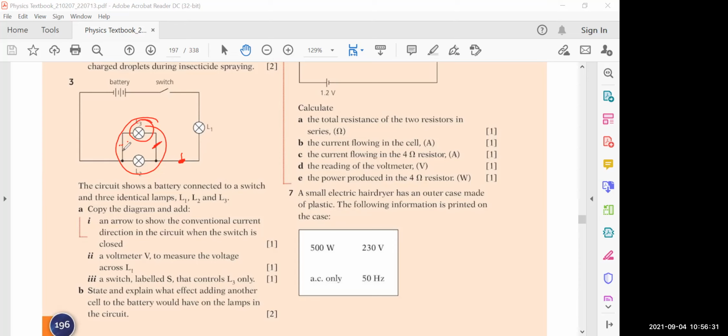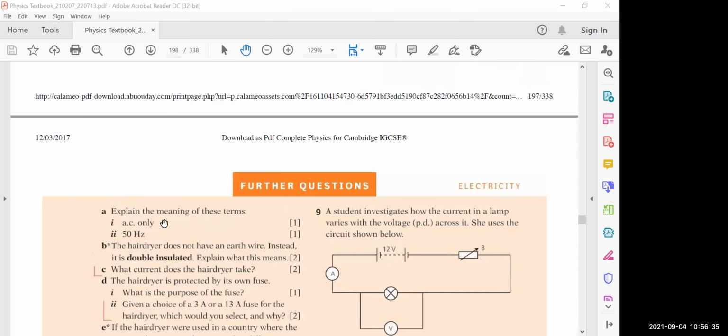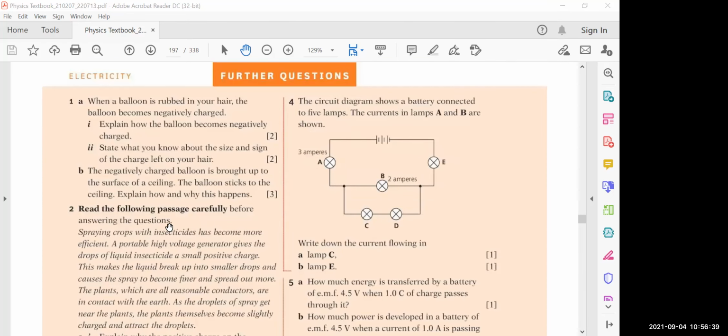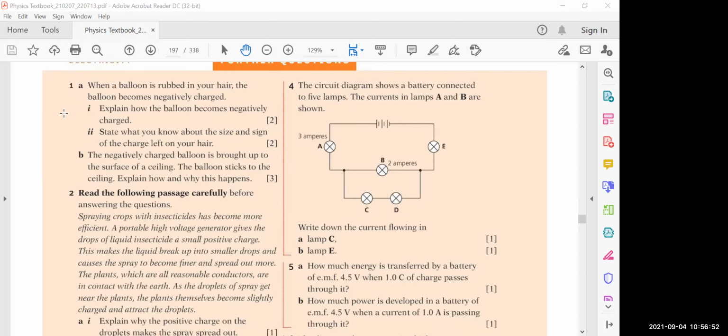Now the next question. This is my last question for today, children. The circuit diagram shows the battery connected to 5 lamps, 1, 2, 3, 4, 5. The currents in lamps A and B are shown. Write down the current flowing in lamp C.